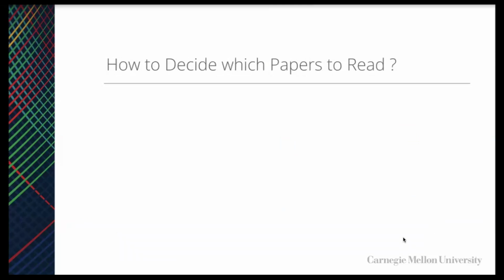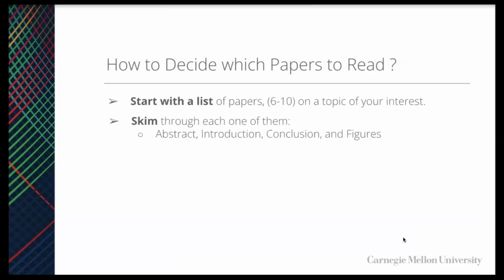Now let's move on to how to decide which papers to read. So now you have a list of 6 to 10 papers on the topic of your interest. We start by skimming through each one of them. What I mean by skimming is reading sections like abstract, introduction, conclusion, and maybe glancing at some figures.